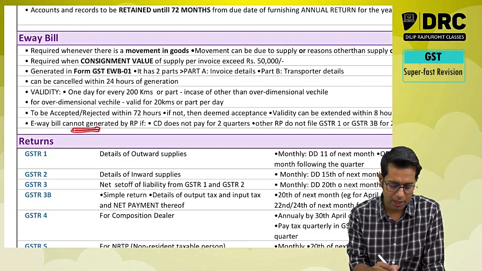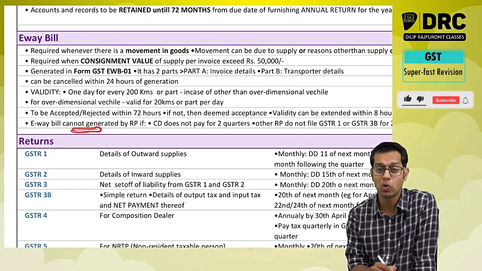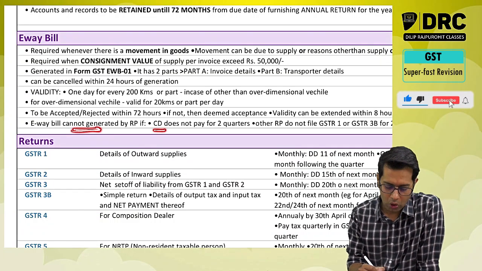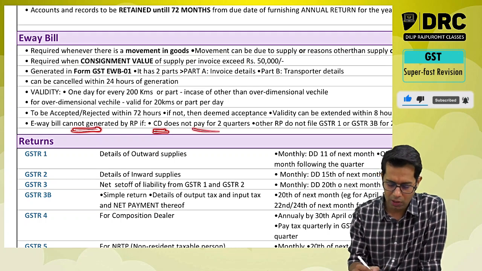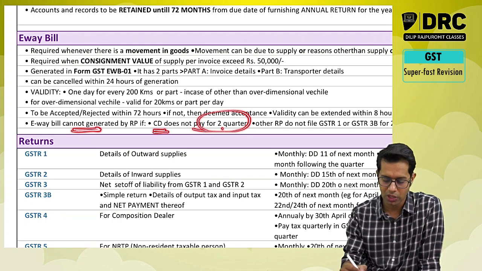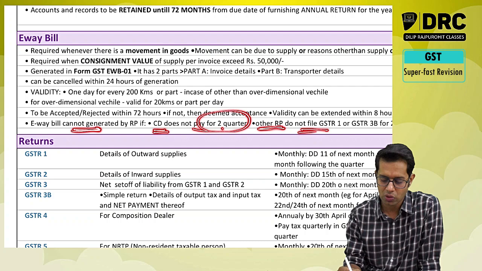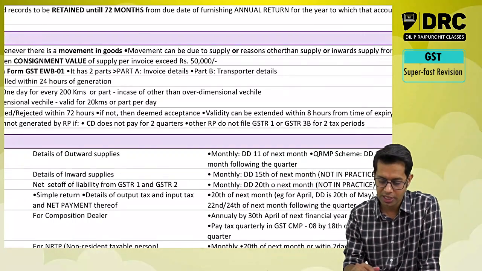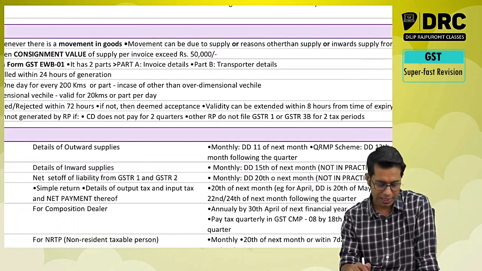Now the government says we are not going to allow you to generate an e-way bill if you are a composition dealer who has not paid the taxes for 2 quarters continuously, or if you are a normal registered person who has not filed his GSTR1 or GSTR3B for continuously 2 tax periods.